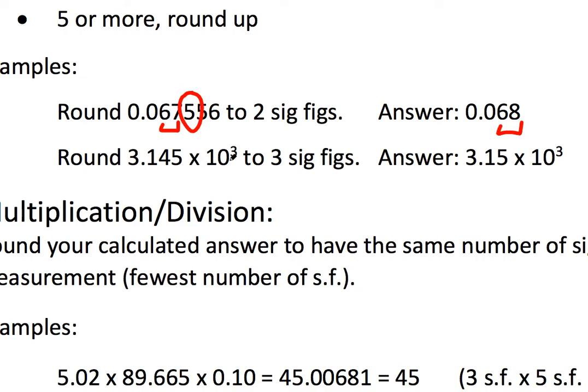If I want this number to 3 sig figs, I'm going to bracket off the first 3, and I'm going to look at this number, and it is a 5, so I'm going to round the 4 up to a 5, and I'm going to have 3 total sig figs.